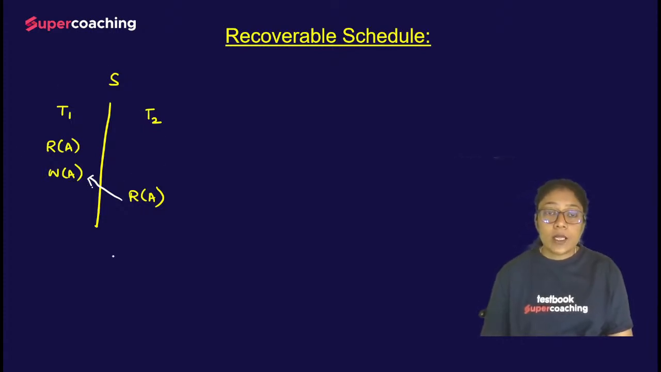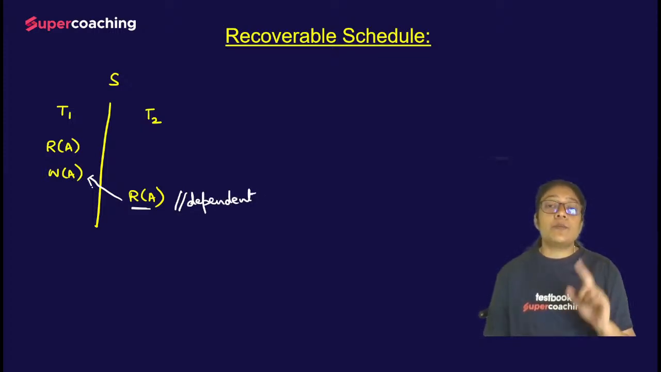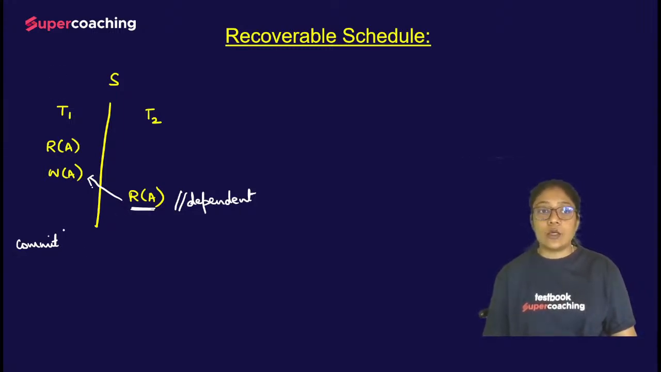But in order to make this schedule recoverable, the dependent transaction will not get committed until the main transaction commits or rolls back. Either this transaction will commit, which means changes are permanently made, so this value is the correct value. If this transaction rolls back, then definitely we can roll back this transaction as well. So in this case, we can say that the schedule is recoverable.